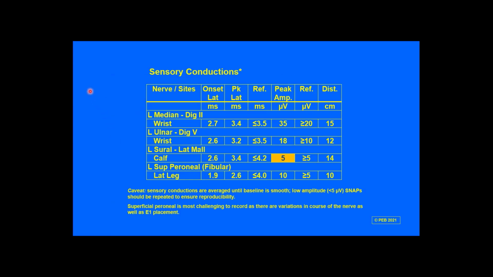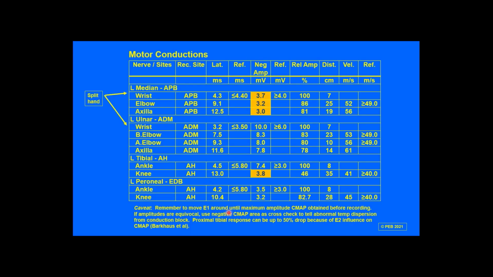So let's look at the sensory conductions, and in this case, our table shows that this is not quite abnormal, but it's certainly kind of borderline. So I would consider this to be of uncertain significance. The caveats here are that you should average these sensory potentials until smooth, and reproduce a second run, like somatosensory evoked potentials in very low SNAPs, to ensure their reproducibility. The superficial peroneal is probably the most challenging to record, as there are variations in the course of the nerve.